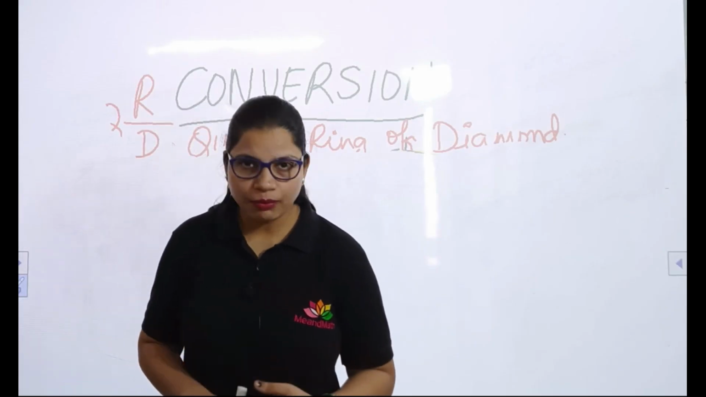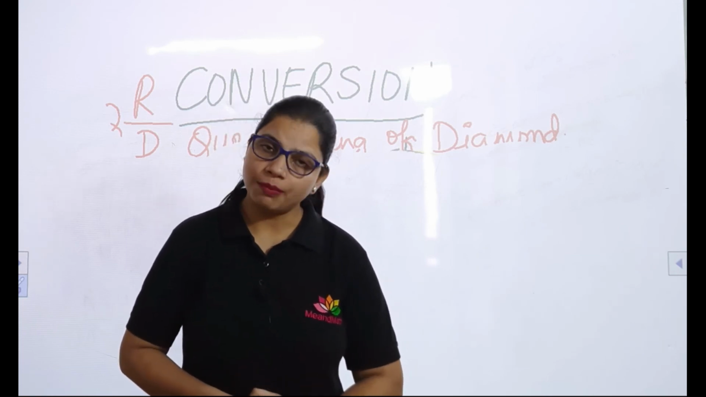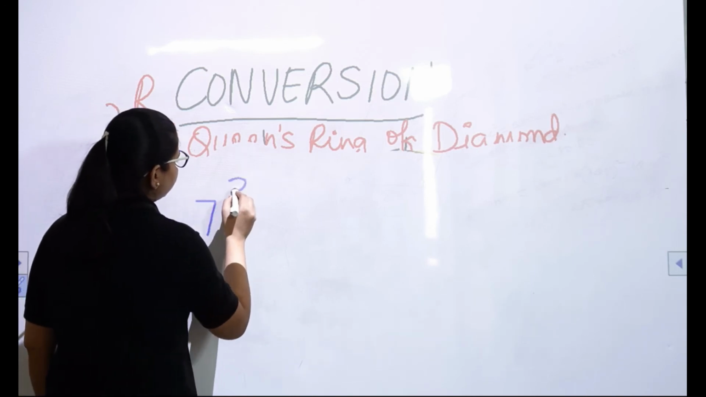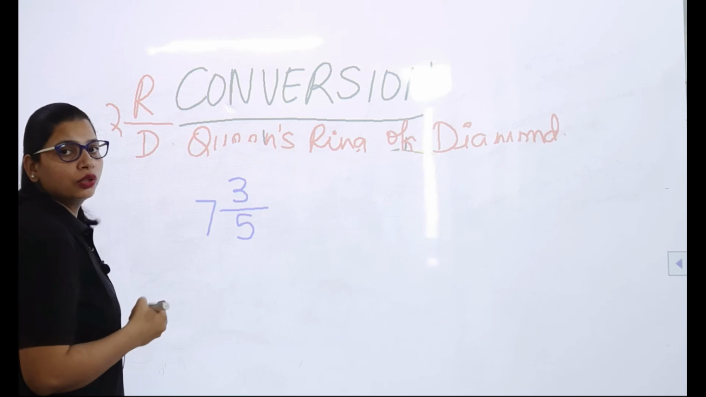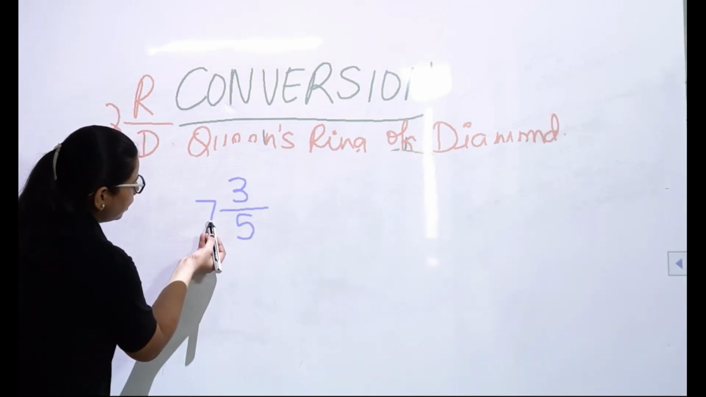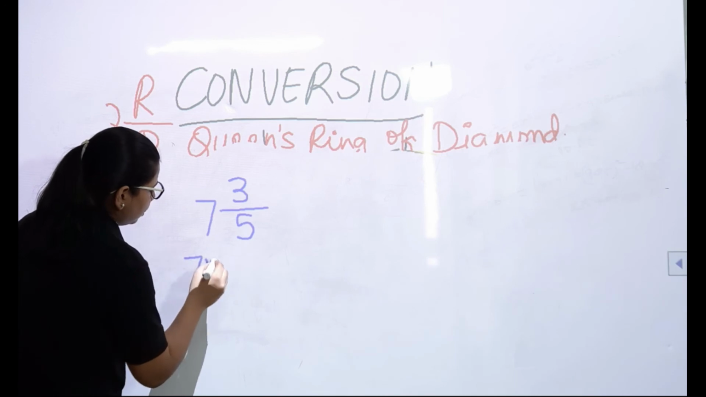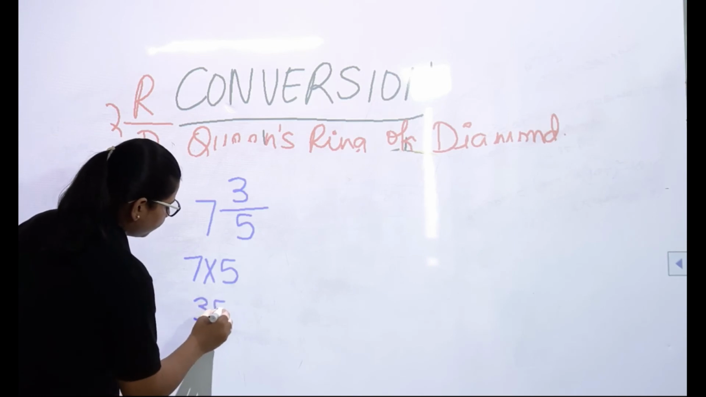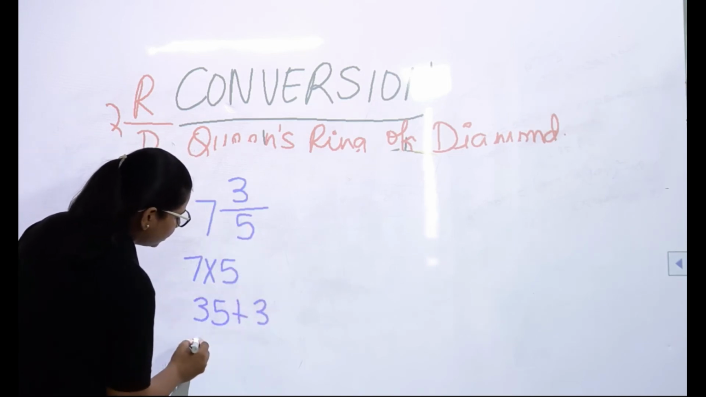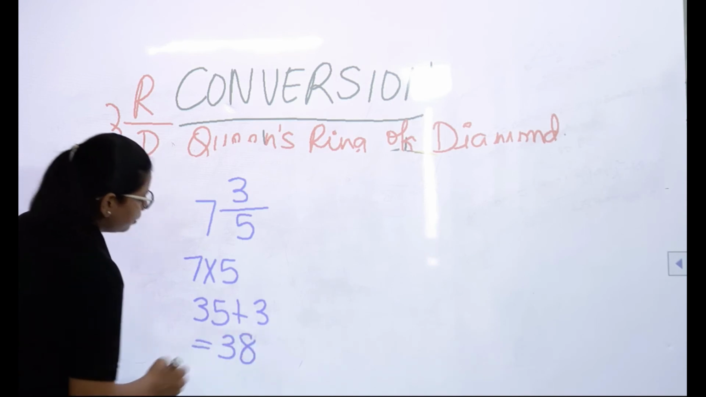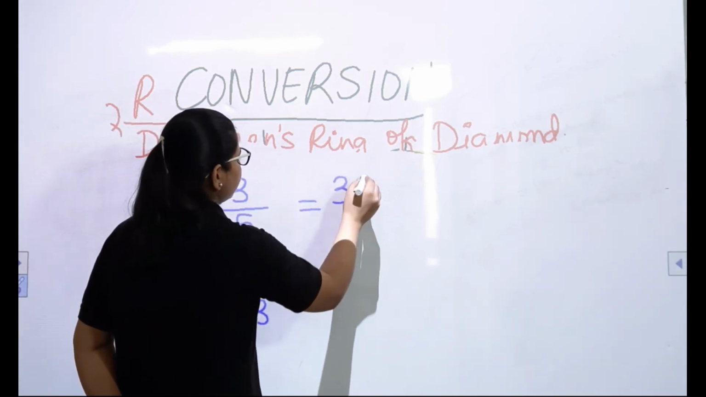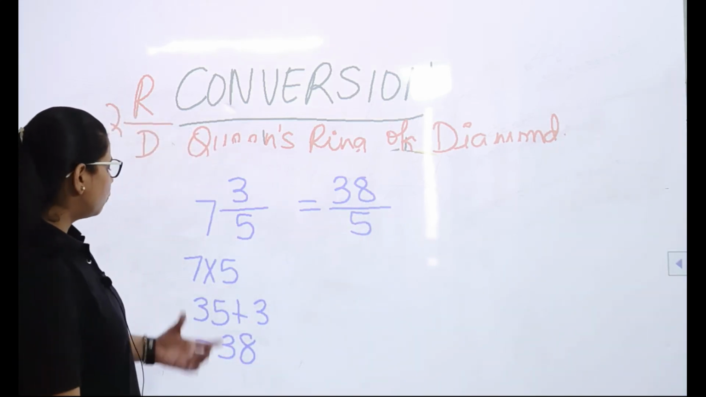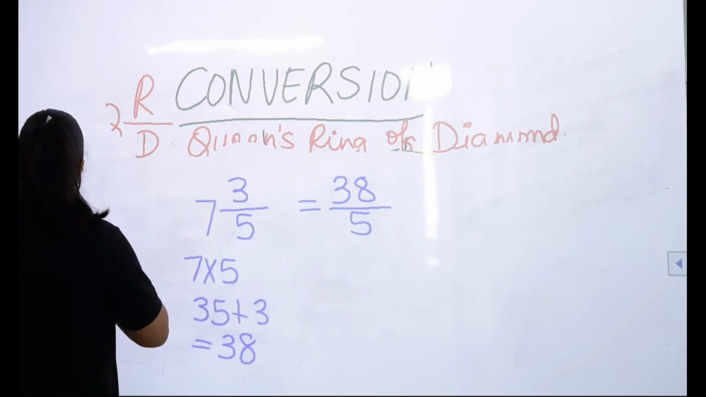Now, let's take one more example where we will convert a mixed fraction into an improper. Let's say, for example, it is written 7, 3 upon 5. Right? What we do? We multiply quotient and divisor. 7 and 5. 7 fives are 35 plus 3. 35 plus 3 is 38. So the numerator is 38 and the denominator is 5. Correct? What you need to do? You have to multiply these two.